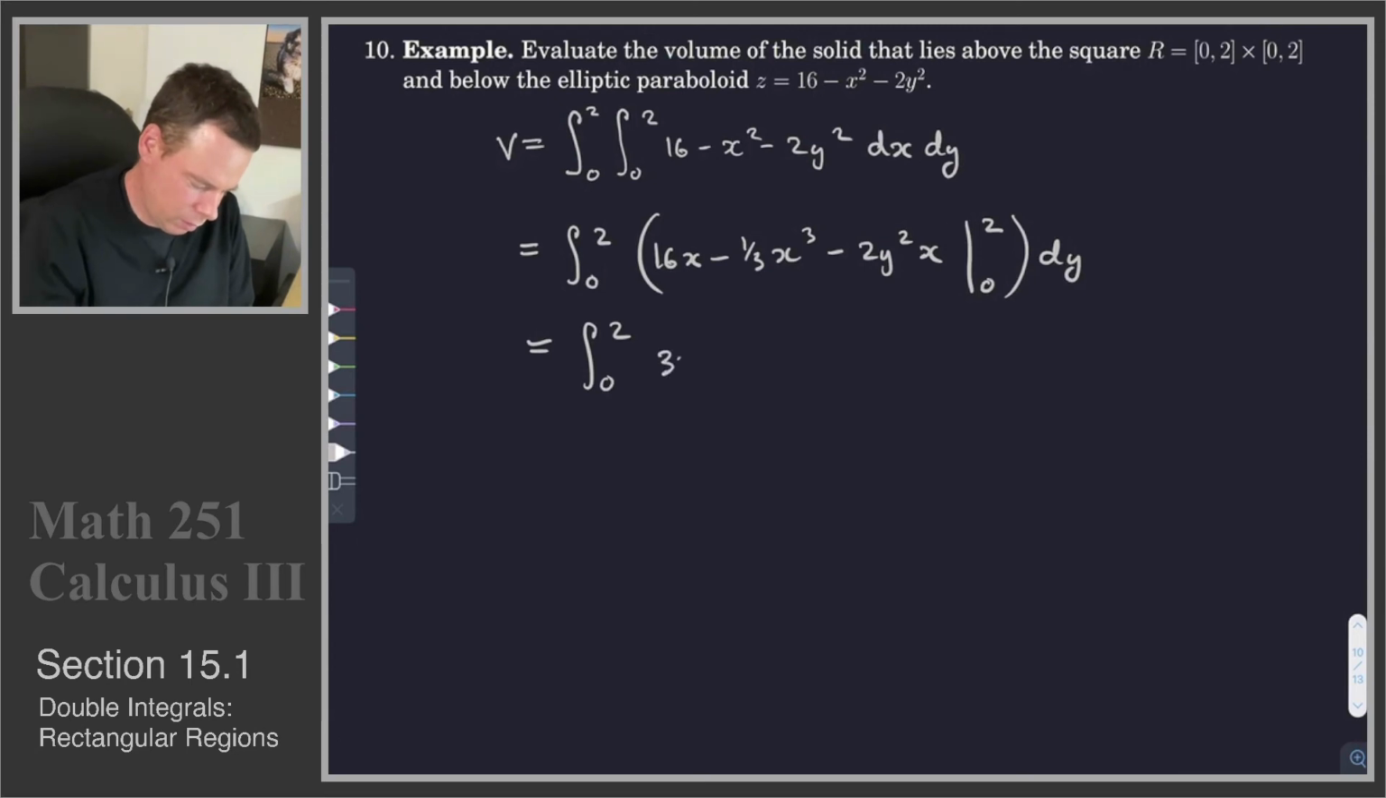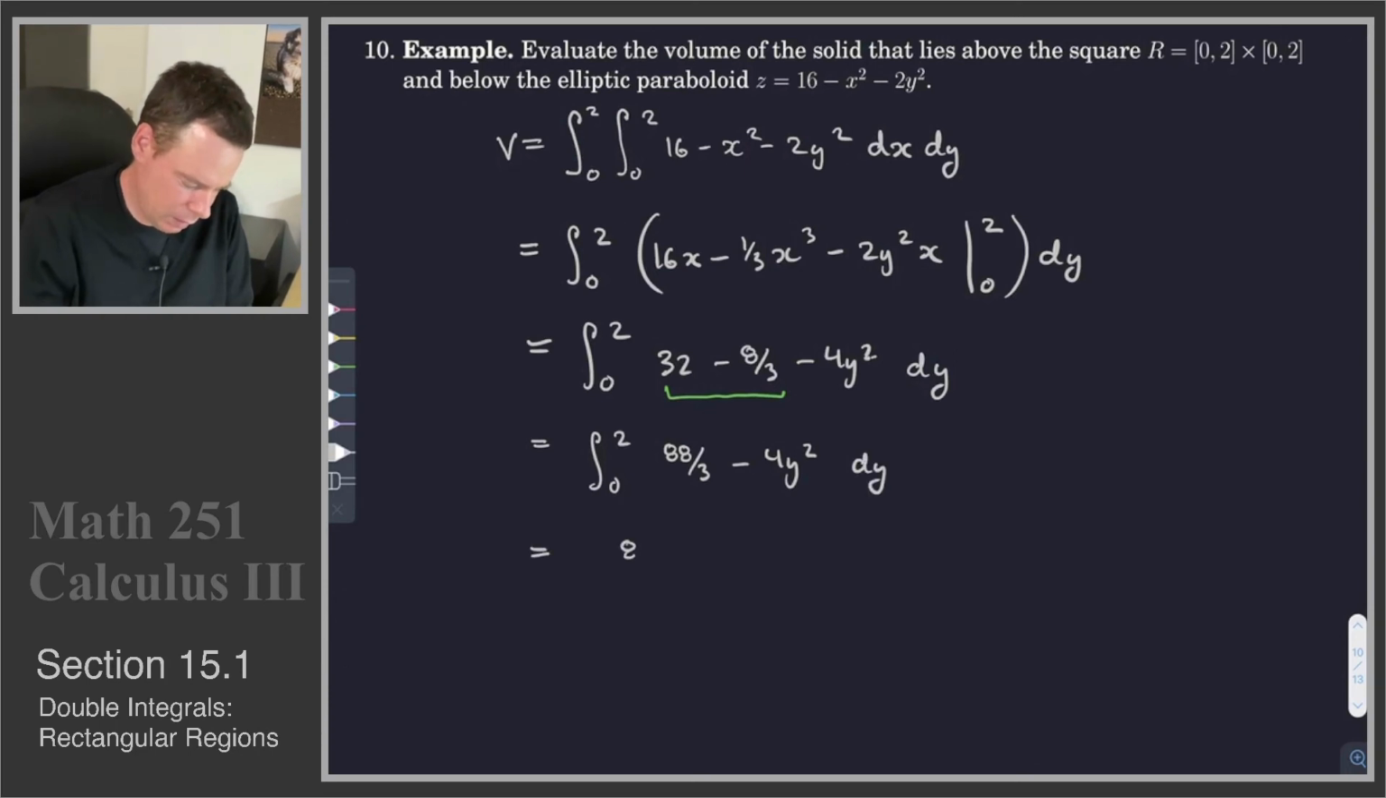Plugging the 2 in, we get 32 minus 8/3 minus 2 times 2y squared, so that's 4y squared. And then plugging 0 in, everything becomes 0. So this is our inner integral. So we can combine these together. 32 minus 8/3, so we'll write it as an integral from 0 to 2 of 96/3 minus 8/3, or 88/3 minus 4y squared dy.